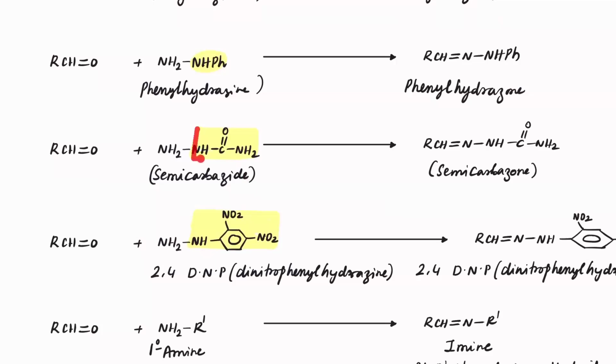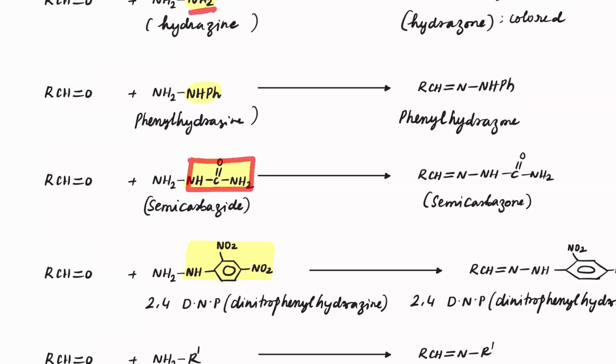Here, same thing. This entire thing is the replacement for this NH2. So this is called semicarbazide. Okay. Again, whether it is ine or ide, this is ide, that will become one. So if this is the semicarbazide, this will become semicarbazone.